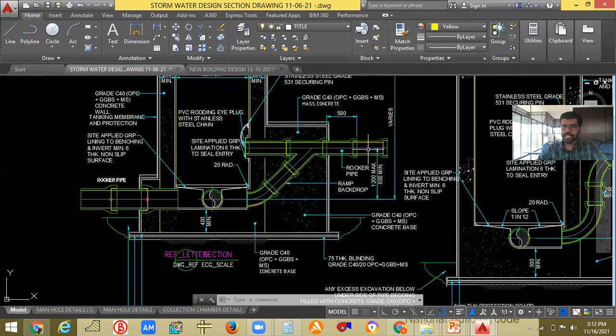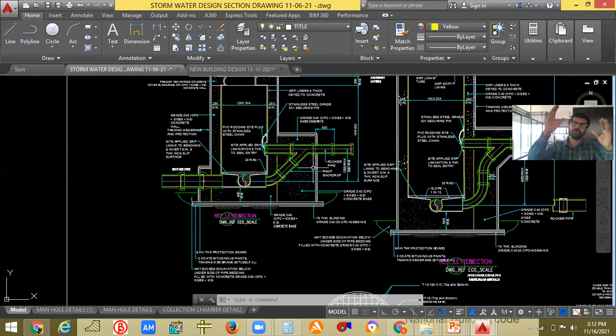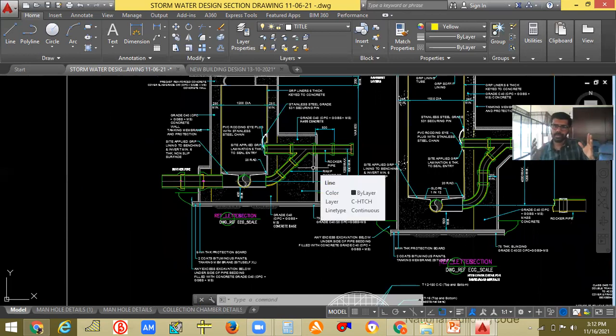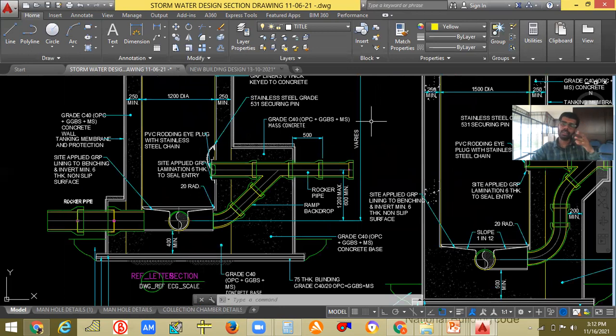This pipe connection can be from a collection chamber, collection chamber to the manhole. Understood? Collection chamber means, for example, if you are taking rainwater. You are collecting the rainwater and you are trying to give it into the manhole. Before coming to the manhole, the rainwater will be collected in the collection chamber. From the collection chamber only it will be given into the manhole.